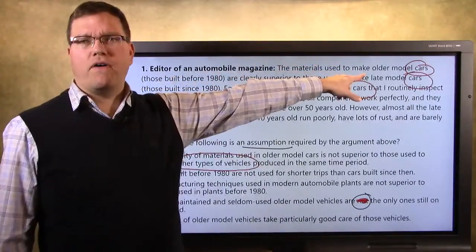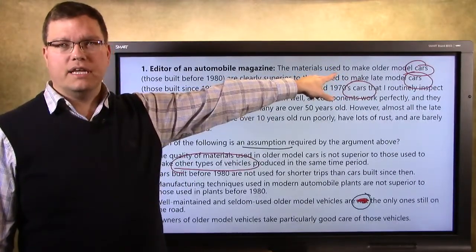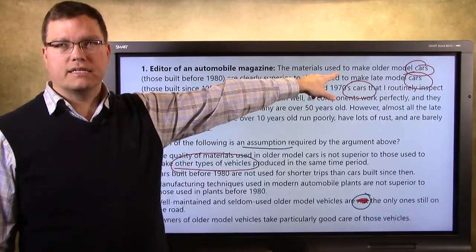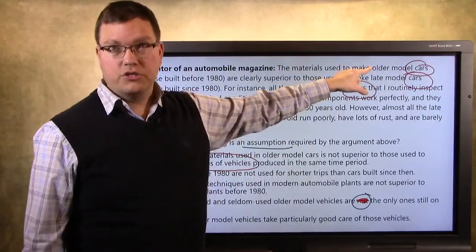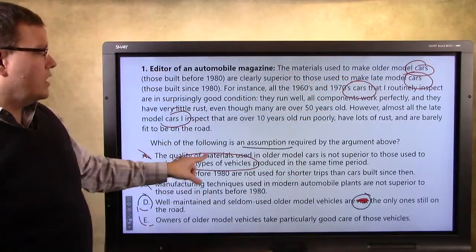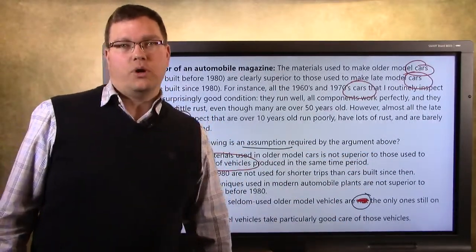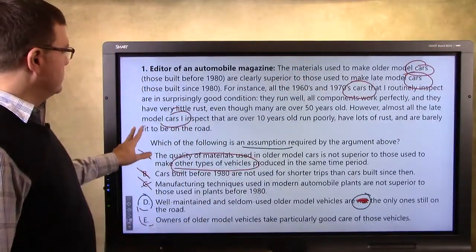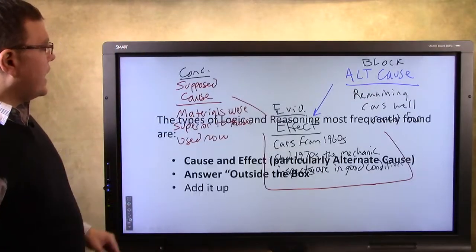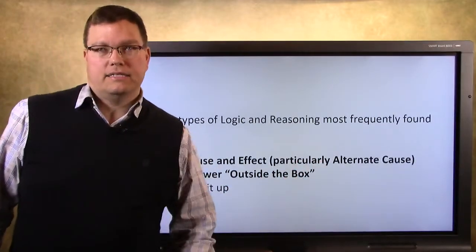It would be far too direct. It would either exactly say what's written here, or it would exactly contradict. So I don't think they would say the materials used, which is the conclusion, and then down here the quality of materials used, which would again be the conclusion. So they wouldn't have answer choice A if it said cars and cars, because it would be pretty much exactly the conclusion. Okay, the next thing is an answer that is outside the box.